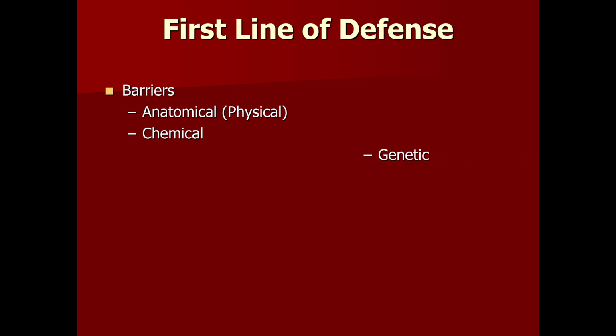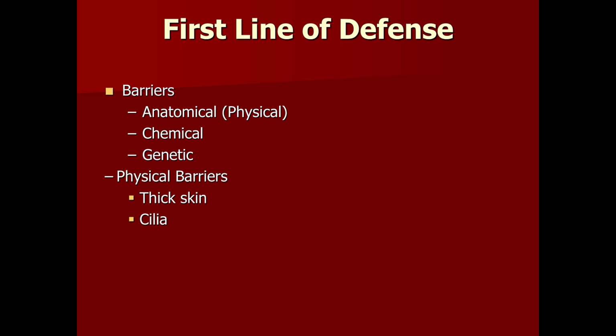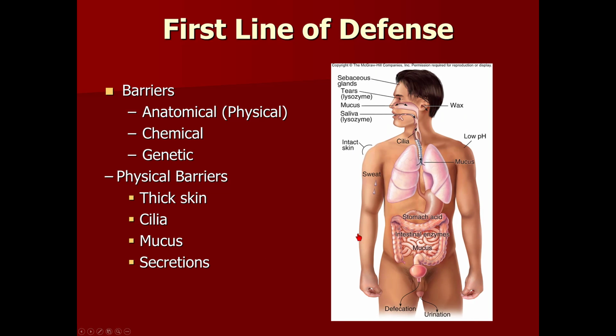But there are also chemical barriers like tears and saliva and sweat. There are some genetic barriers, such as maybe not having the receptor for attachment, or a mutated receptor. There are also some physical barriers, such as your thick skin, right? Cilia, which are part of that mucociliary ladder, the mucus secretions, which is kind of like a fly trap, for example, or some other types of secretions like saliva and tears, right? And here's just an example of some of the chemical barriers that you may see that are part of the non-specific defense in different parts of the body.